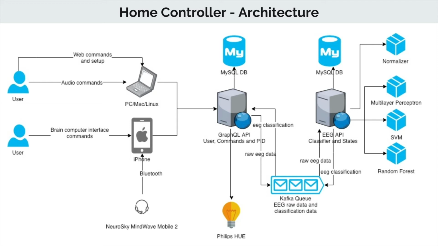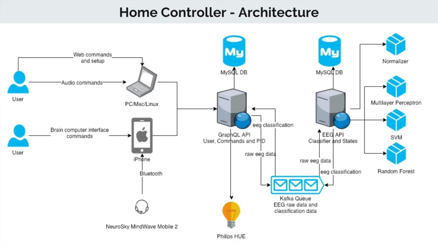From the GraphQL API, it will be dispatched to a Kafka queue. So we have a Kafka topic which will get this information in real time. This topic will be consumed by an API called the EEG API, the electroencephalogram API. This API gets this information in real time, it stores this information in a MySQL database, and it also uses this information in order to train a machine learning model. So it actually trains 3 models: a multi-layer perceptron, an SVM, a support vector machine, and a random forest model, so a bunch of decision trees. And also it's important to say that the data is normalized before this whole process is done. So we have a normalizer there.